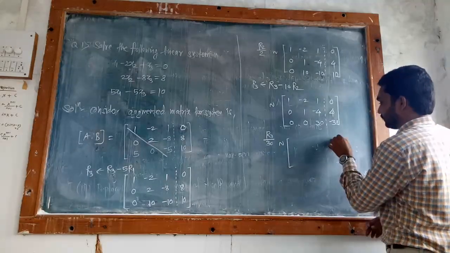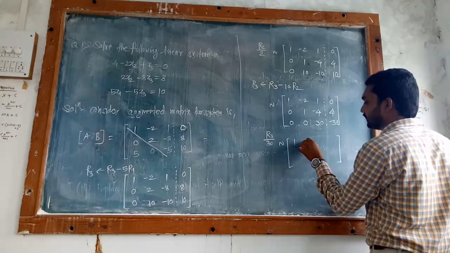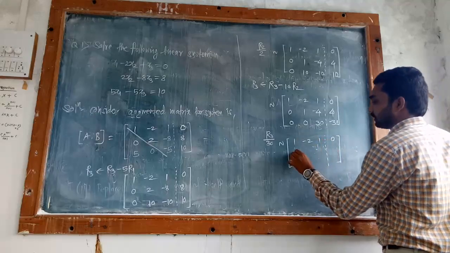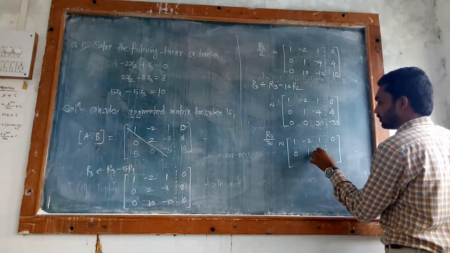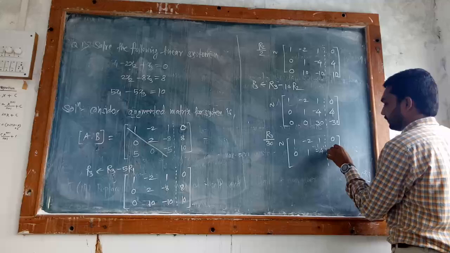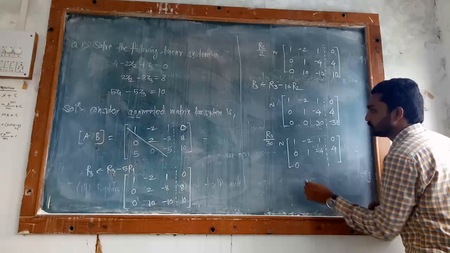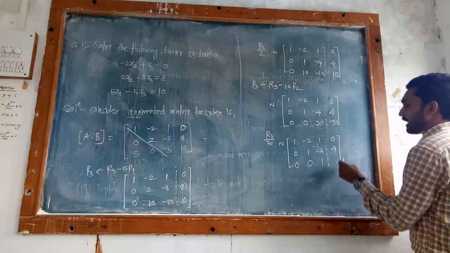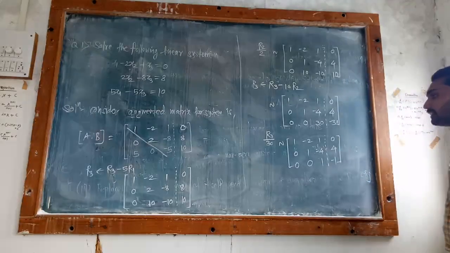So this is your first row as it is, 1 minus 2 1. This is 0. Your second row as it is, 0 1 minus 4 and plus 4. What is the last row? 0 0 30 upon 30, and minus 30 upon 30, this is your minus 1.